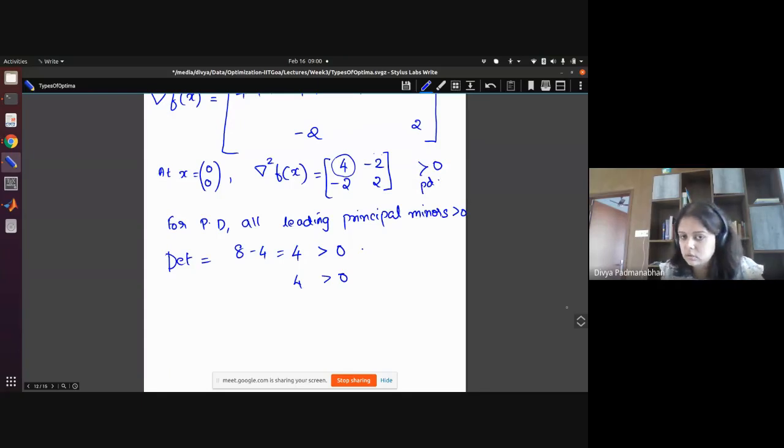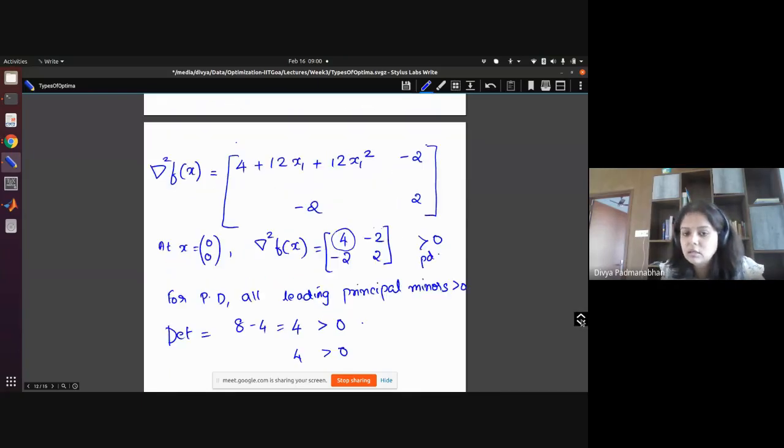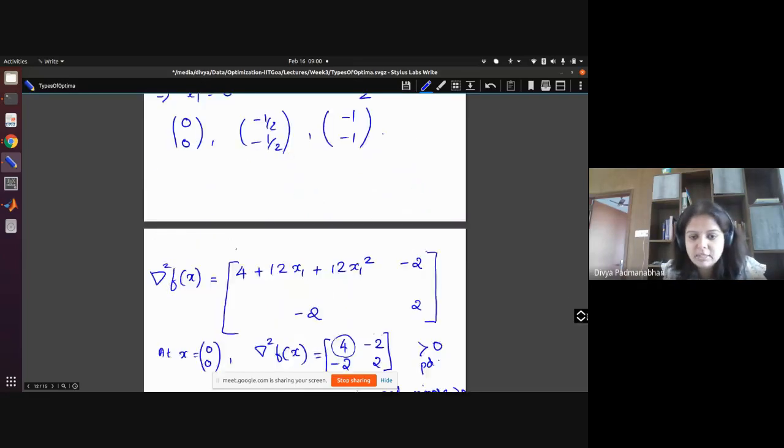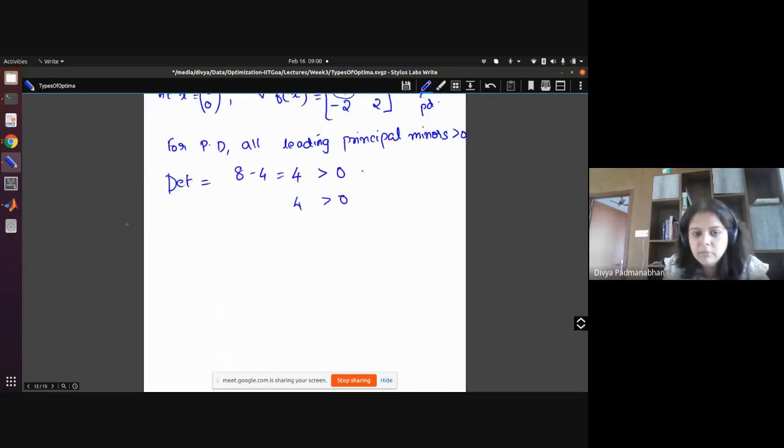Okay, so remember we just saw the second order sufficiency condition, which said that if the gradient is zero and the Hessian is positive definite at a point, then it's a local minimum. So this point 0, 0 is a local minimum. Okay, so 0, 0 is a local minimum.